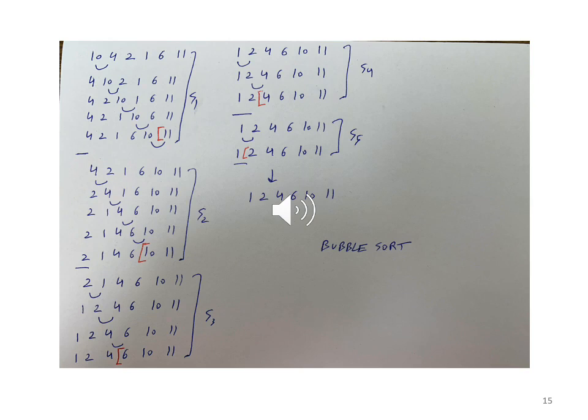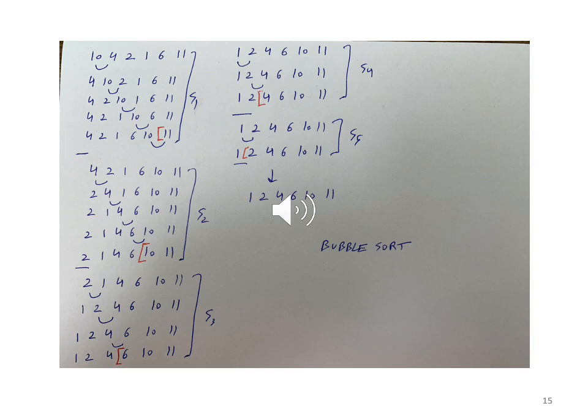Comparing 6 and 10, they are in sequence, no swap. So now we have examined all the elements we had to, and at the end of stage 2 the last 2 elements are at their appropriate position, 10 and 11. So in the next stage we can forget about 10 and 11. Now look at the first 4, 2, 1, 4, 6.